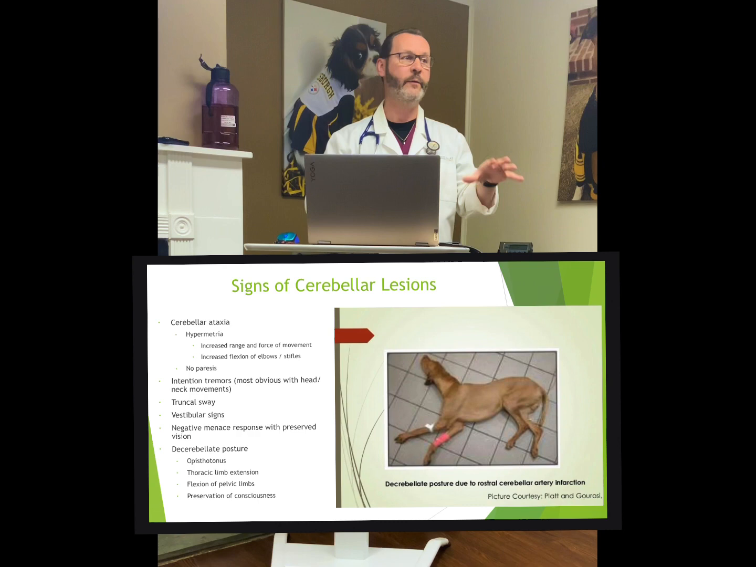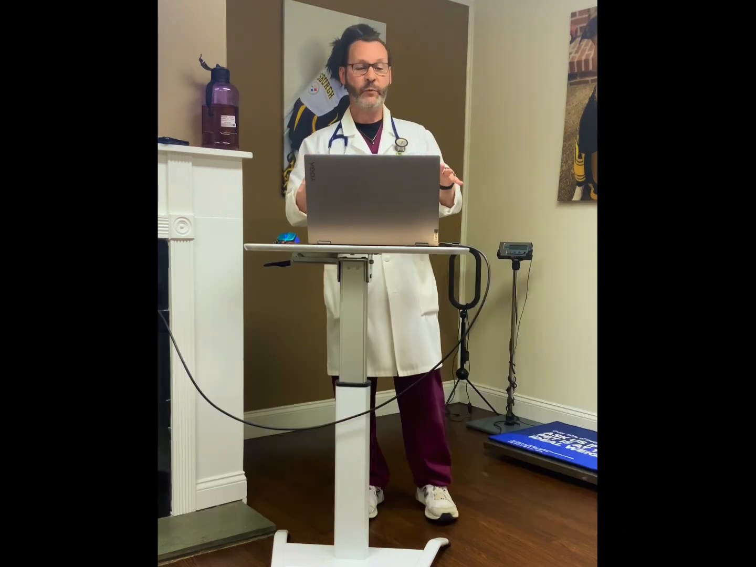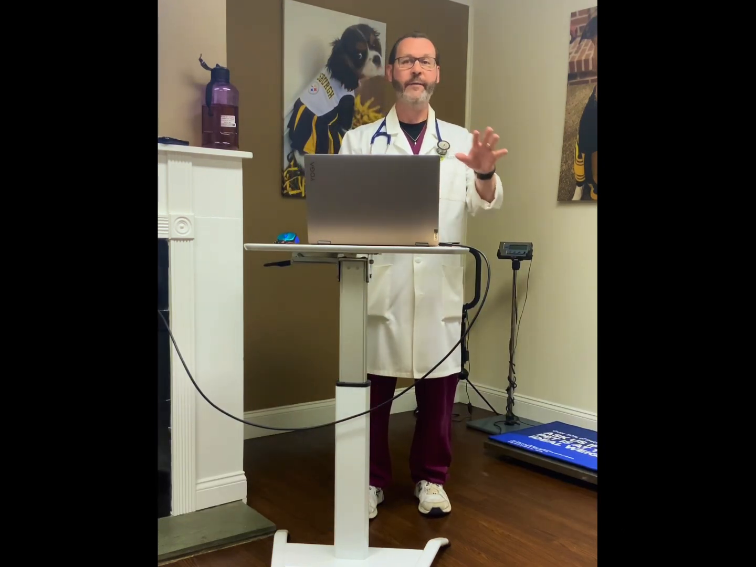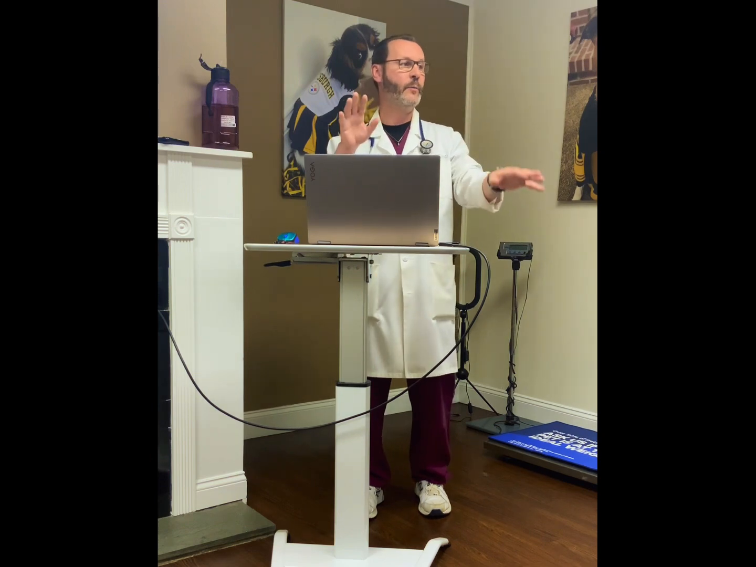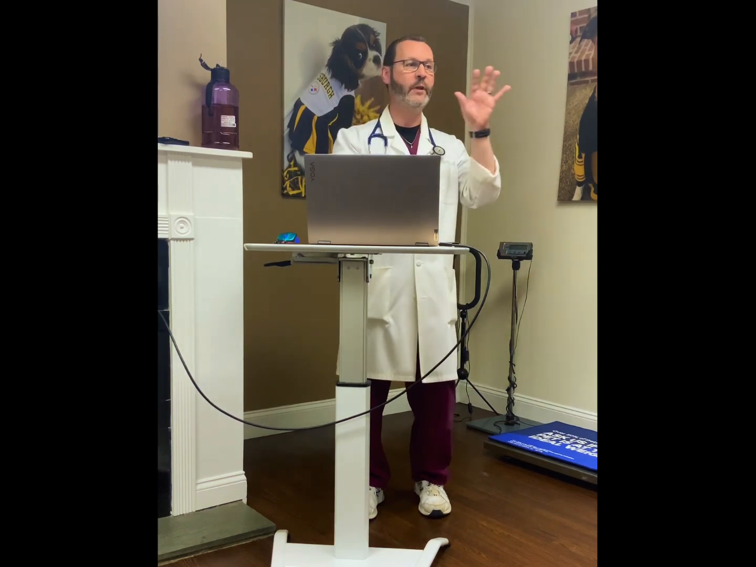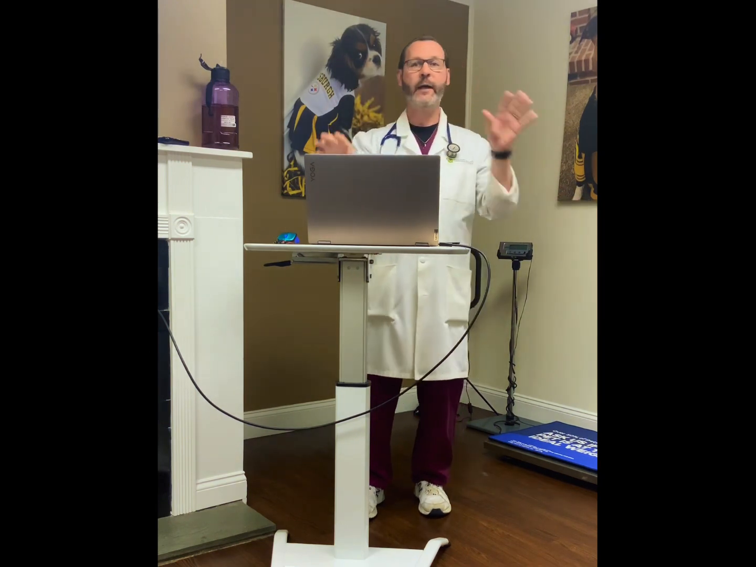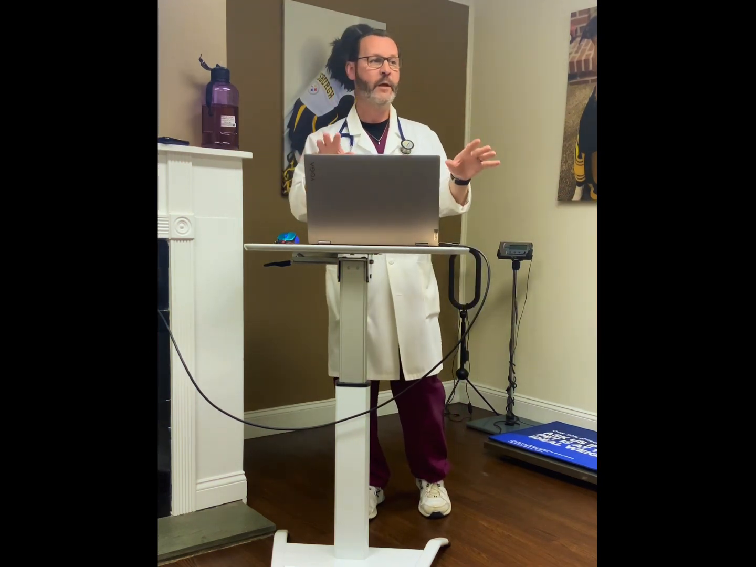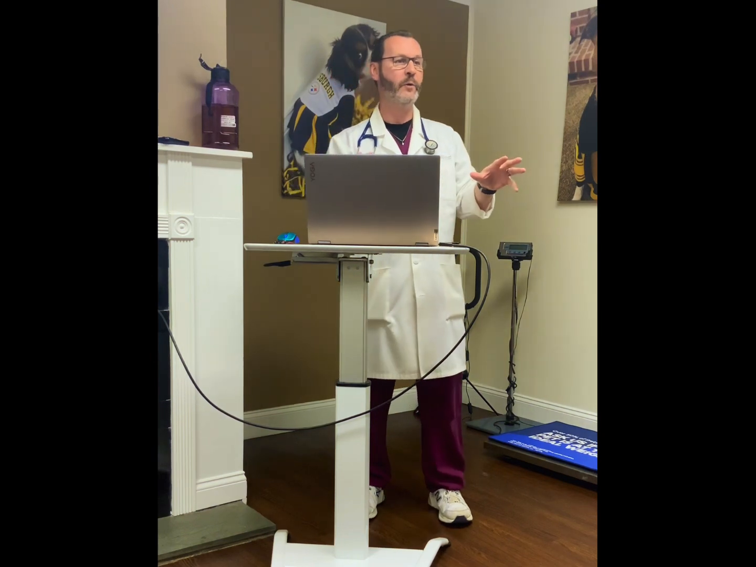So you get exaggerated limb movements. The difference between them is whenever it's a cerebellar lesion, they have an exaggerated flexion of the elbows and the stifles. So watch the carpi and the hocks. If you see them doing really big movements, you probably do have cerebellar ataxia, as opposed to proprioceptive ataxia from the upper motor neuron.